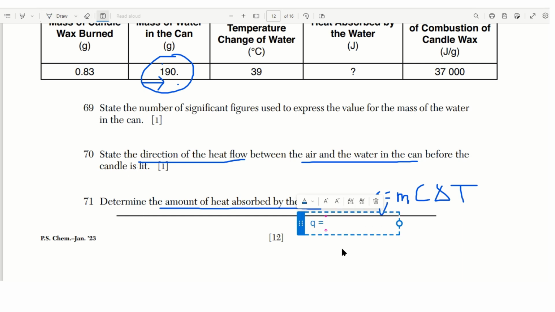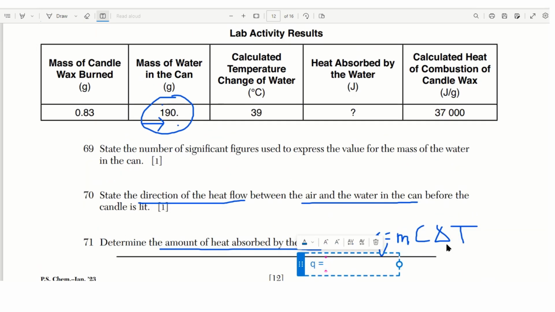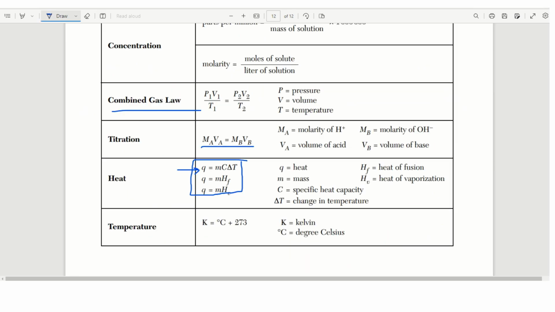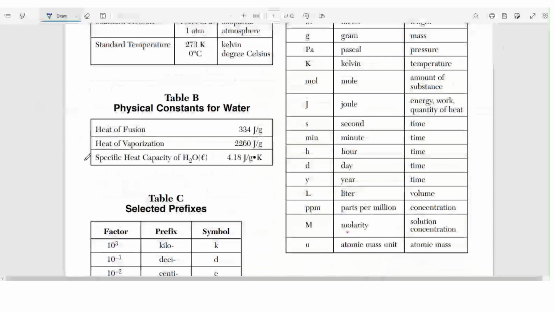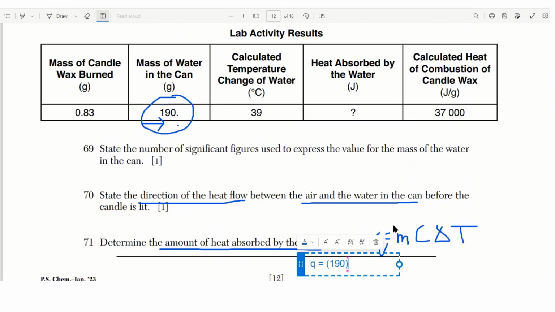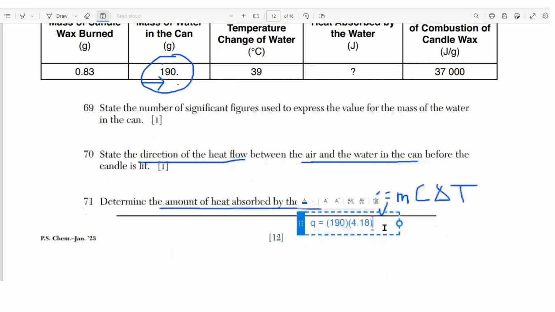So let's write this out. Q equals, now it says the heat absorbed by the water, so I need the mass of the water, that's 190. I need the specific heat capacity, that's what c stands for. That's from the reference table. So I go all the way to the front, and there is the specific heat capacity, 4.18, and I need the change in temperature. Well, look at this. It said calculated temperature change of the water. So it gave me that. I didn't even have to do the math.